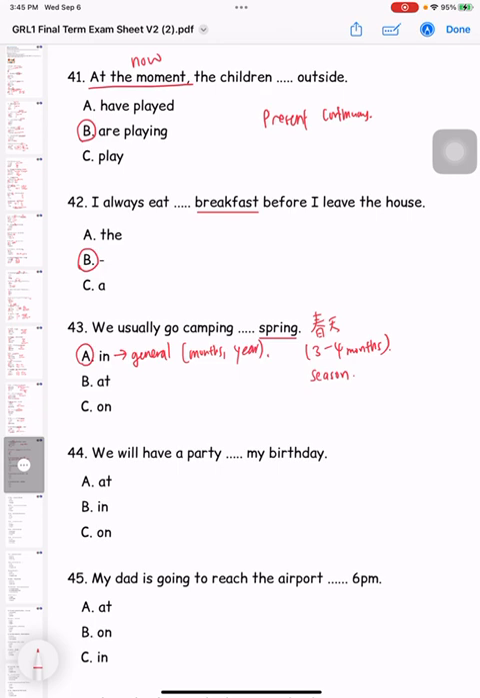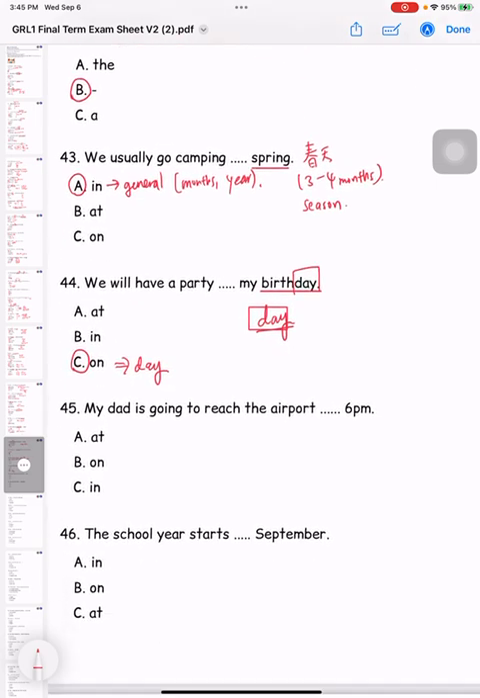Okay, now number 44. We will have a party my birthday. Okay, so let's look at this birthday. So can you see the word day? Okay, so when anything comes with the word day, you will use on. So for example, on my birthday, on my anniversary day, on Tuesday, on Monday, every time when you see the word day, you basically will use the preposition on.